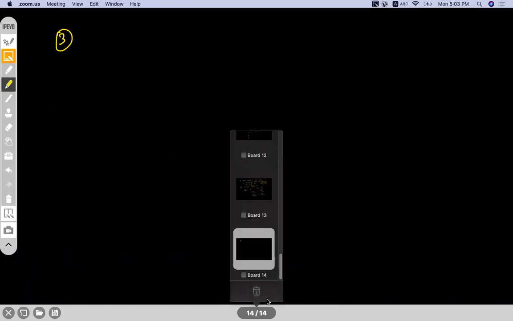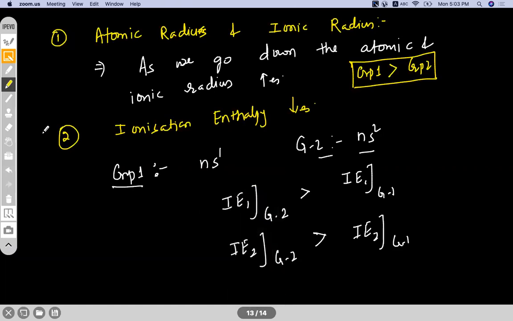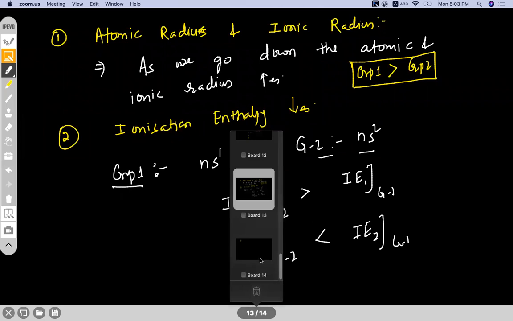Achha, second order, did I read it the other way? Let me check this. It is the other way around. By mistake. So it should be this: IE2 of group 1 is more than that of group 2. Yeah.